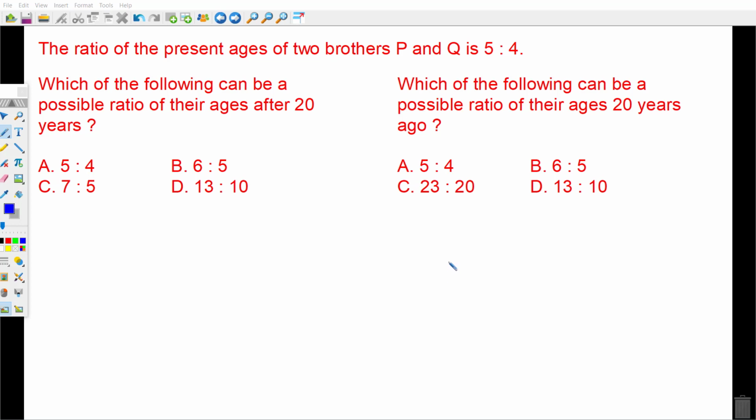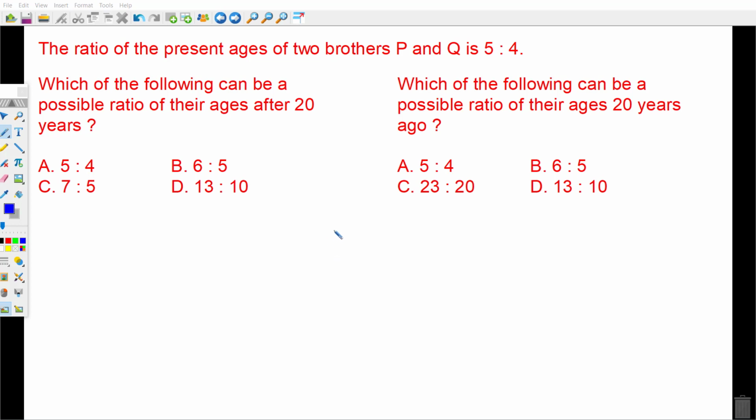Let's read it carefully. The ratio of present ages of two brothers P and Q is 5:4. Which of the following can be a possible ratio of their ages after 20 years, and which of the following can be a possible ratio of their ages 20 years ago? So let's start solving this question.